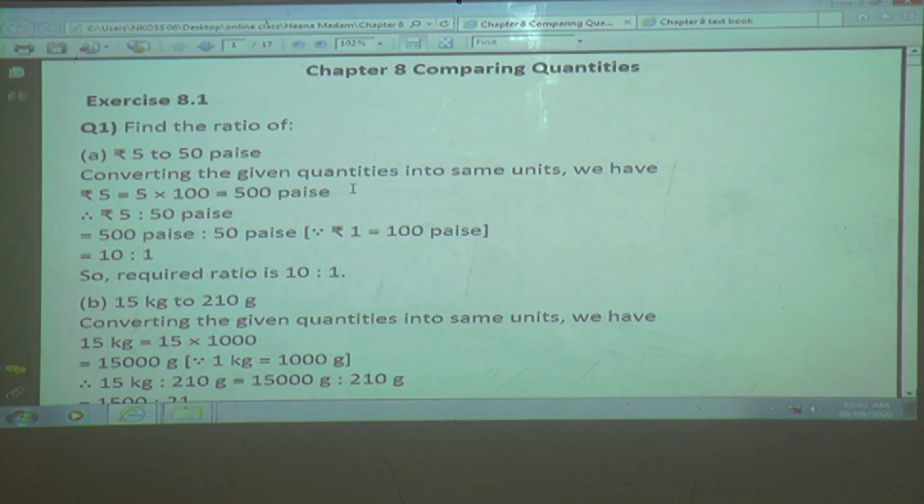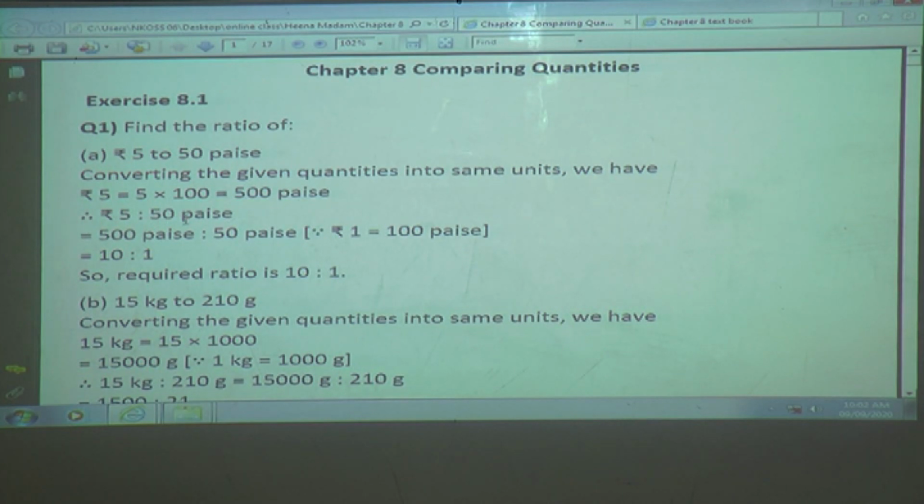Converting the given quantity, that is the rupees, into the same unit, that is paise. You know 1 rupee is equal to 100 paise. So rupees 5 is equal to 5 into 100, so it will be 500 paise. Now this 500 paise and 50 paise both have the same unit, so now you can find the ratio between these two quantities.